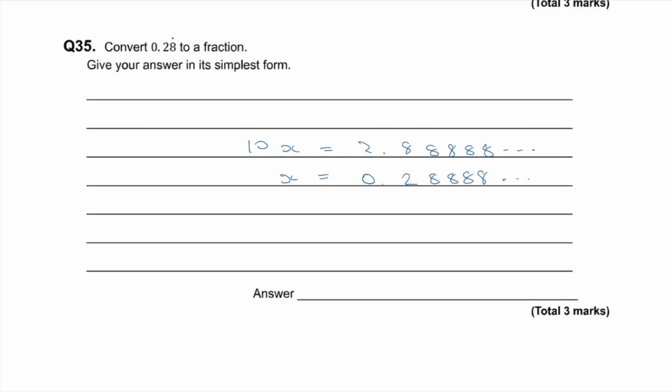2.88888 and so on. If I then subtract one from the other, then you can see that all these 8s cancel, and it leaves me with 2.8 take away 0.2, and 2.8 take away 0.2 is 2.6, and that must be equal to 9x. Dividing both sides through by 9, I'm going to get x is equal to 2.6 over 9, which is the same thing as 26 over 90, which is the same thing as 13 over 45, and that is as far as I can get, 13 over 45.